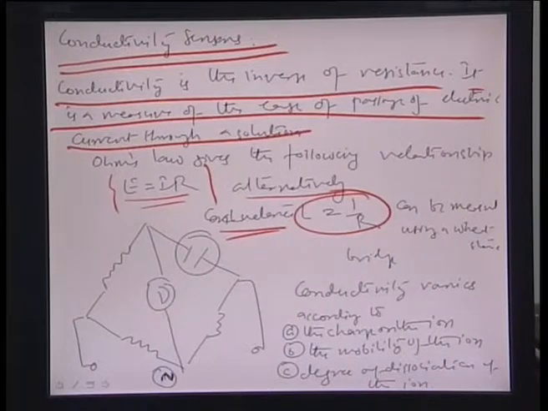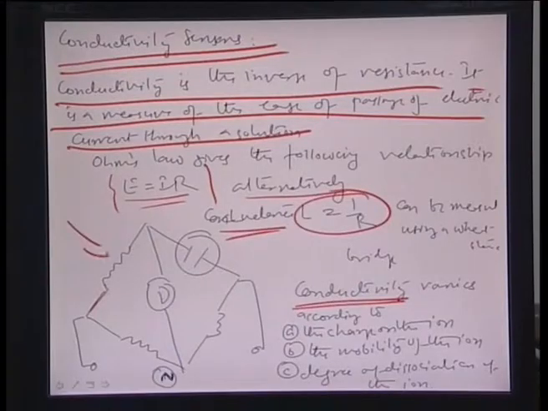Now, as is obvious, conductivity would change with the change in the ion concentration of the particular medium. It would also depend on the mobility of the ion. If the ion is more mobile, the conductivity would of course be more, and the flow of current through that kind of medium would be much higher. It would also depend on the degree of dissociation of a particular ion, especially in a redox system. So these are some of the factors on which the conductivity varies.